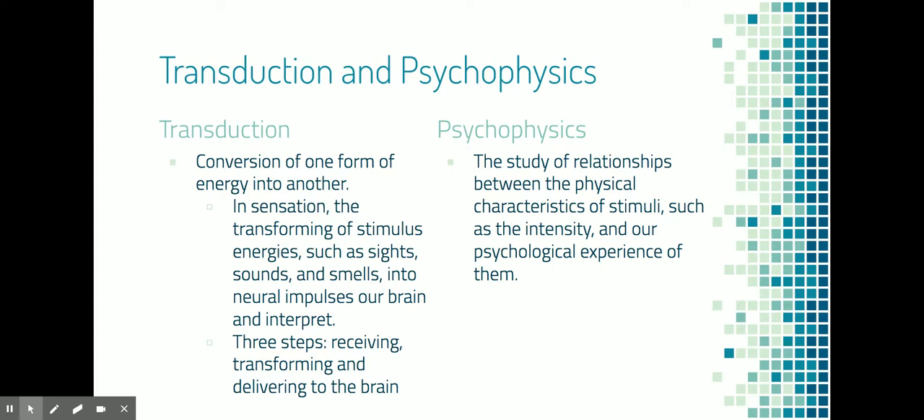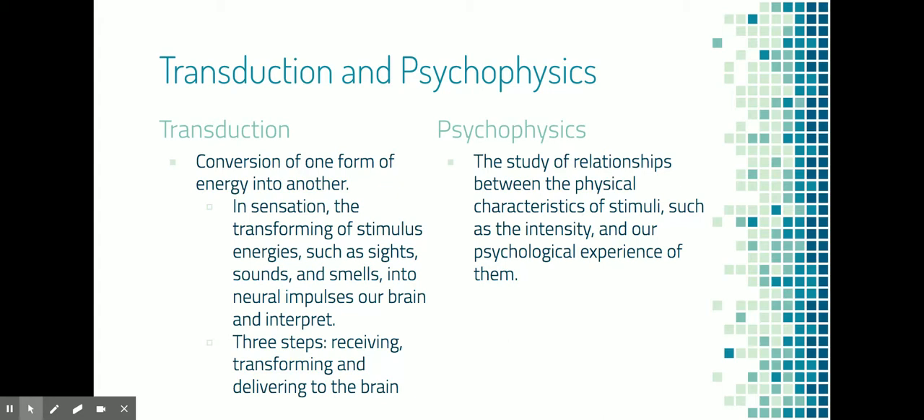So with all of our senses, transduction has to take place. So as I just said, for vision, it's this change literally from light energy entering my eye into a neural impulse that my brain can interpret and understand. With hearing, it's this change from sound waves into a neural impulse that, again, my brain can interpret and understand. With taste, it's a change in chemical energy from the food that I eat into a neural impulse. Do we get the point?